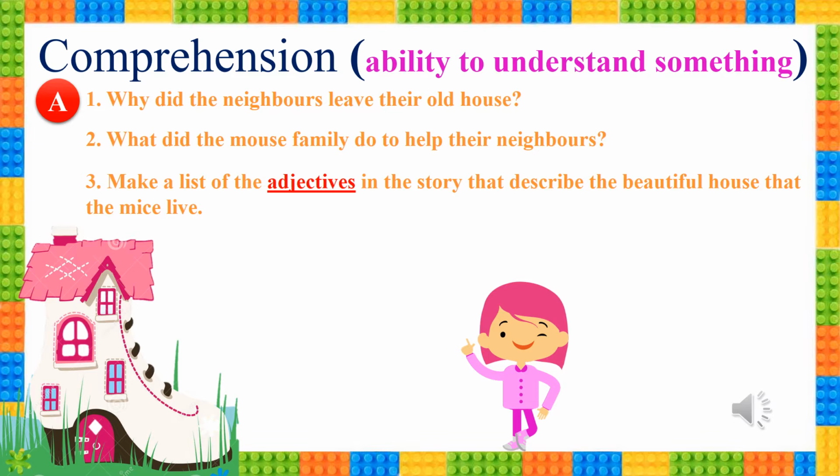Now see the second question. What did the mouse family do to help their neighbors? What did the mouse family do, children? Yes, they decided to have a competition to design a new boot, and they sketched the outside and the inside of the house. When they finished designing, they invited the neighbors for tea and asked them to choose the best design they like so that they could help their neighbors to build it.